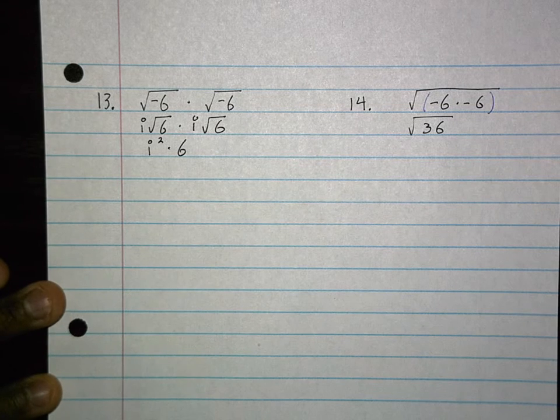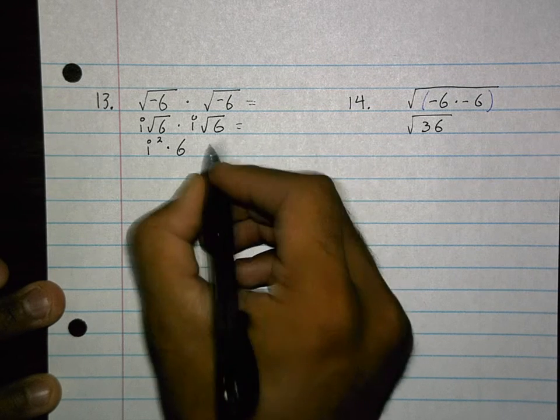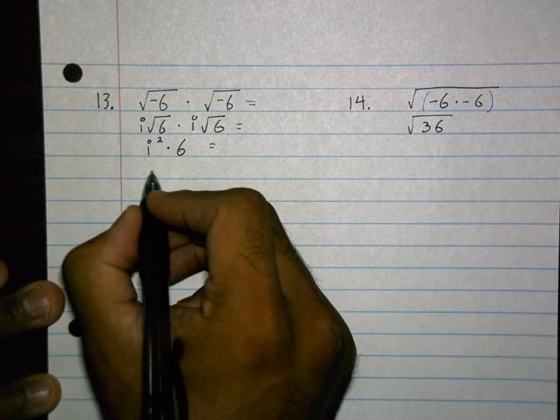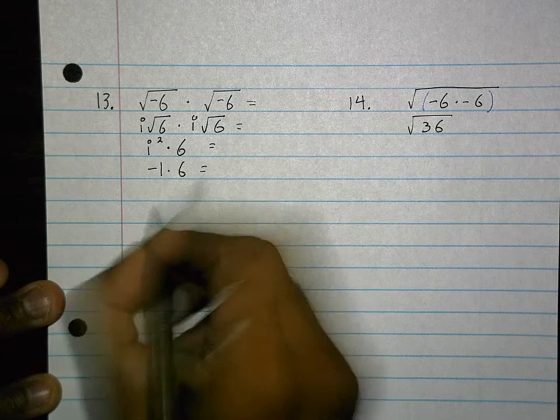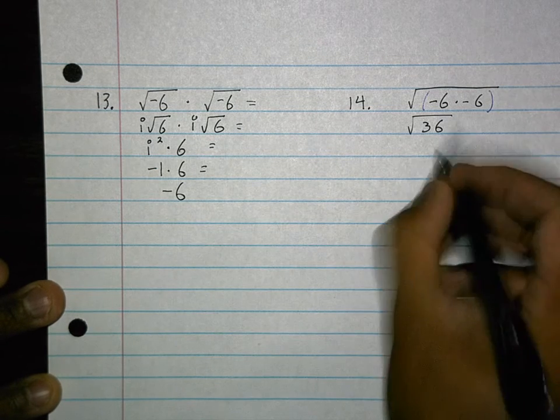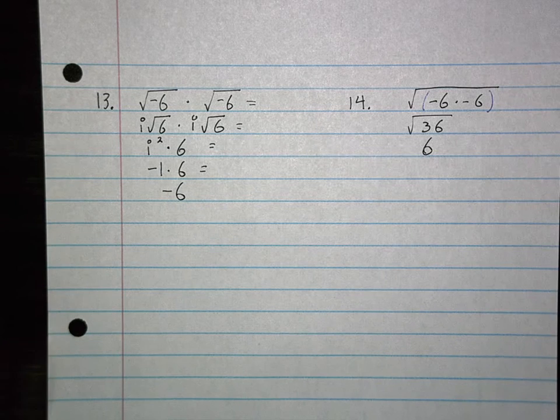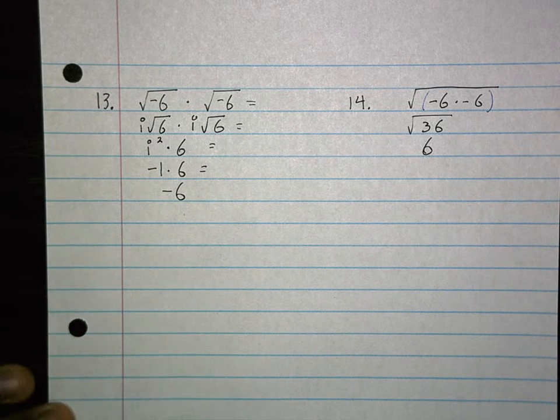And if we remember, i squared is negative 1. So this equals negative 6. Over here, the square root of 36 is just positive 6. So those questions are not exactly the same.